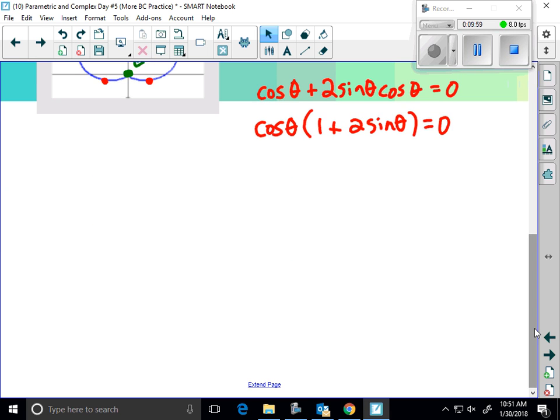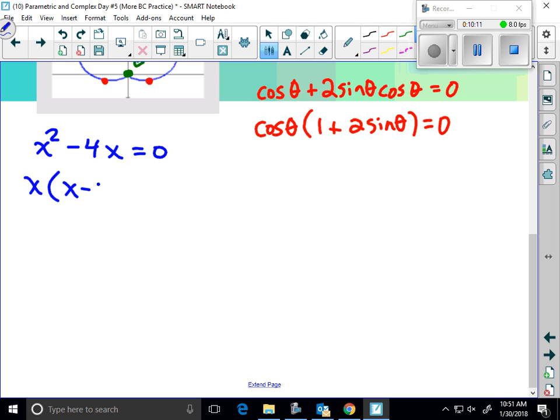Okay, so let me go back to the old algebra life that you lived at one point. How would I find x values that would give me 0 here? Well, I'd factor out an x, and I'd set this equal to 0. So if x equals 0, that'd be 0. And if x equals what? 4. Okay, I'm going to do the same thing here.